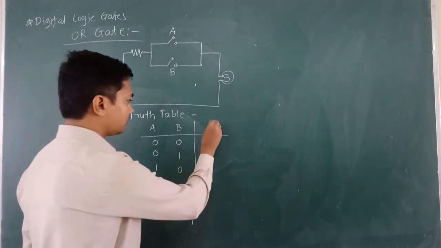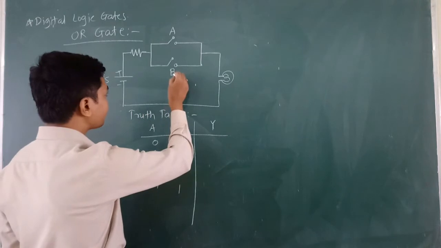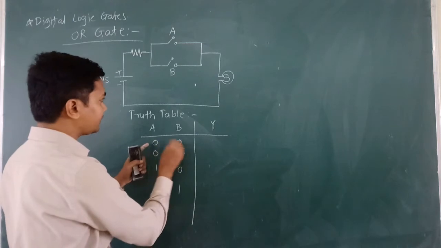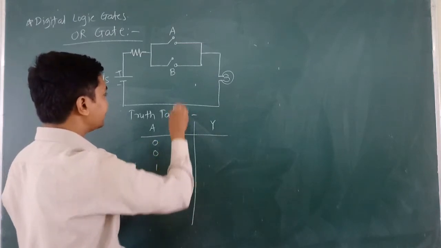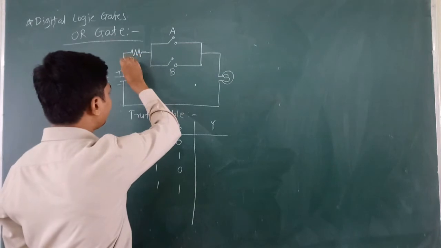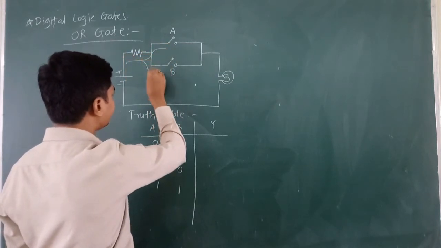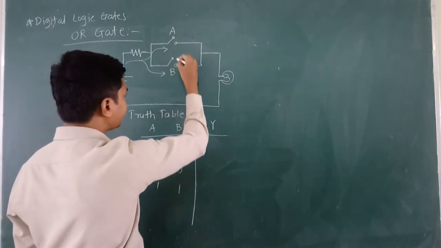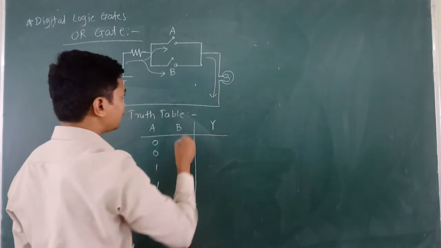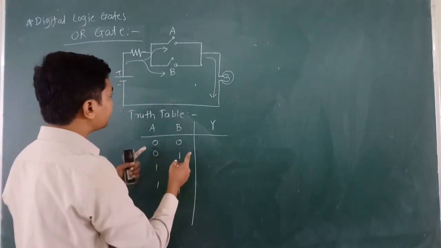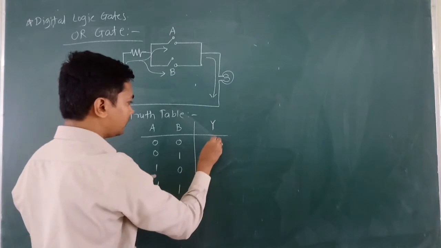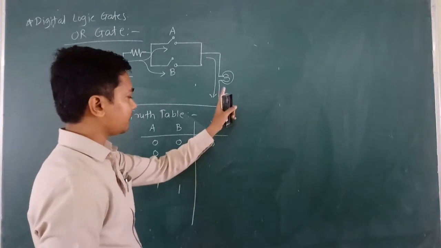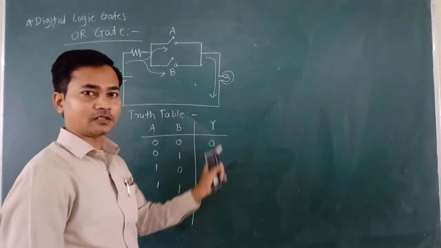Now for the OR gate, if both switches A and B are open, that means not pressed, the current cannot flow through either A or B. The current has two parallel paths to flow through the bulb, but since switches A and B are not pressed, the bulb will not glow. Glowing of the bulb means logic 1, output 1. The off state of the bulb means logic 0.